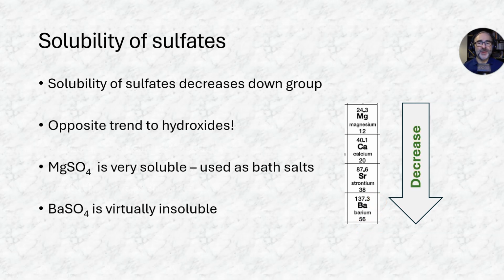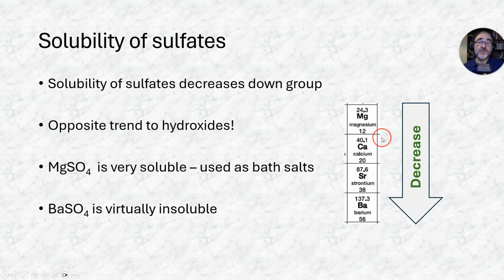Compare that with the solubility of the sulfates. Now this decreases down the group, so it's the opposite trend to the hydroxides. And again, this is something that will likely be asked about in exams. It's important to remember that sulfates and hydroxides have the opposite trend, but also which trend is which. Solubility of sulfates decreases down the group.